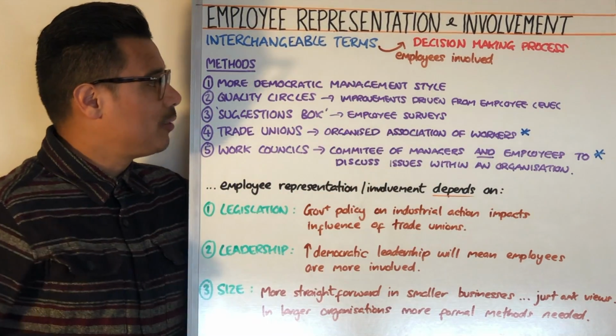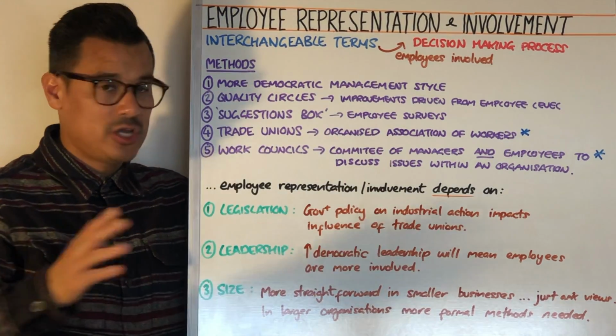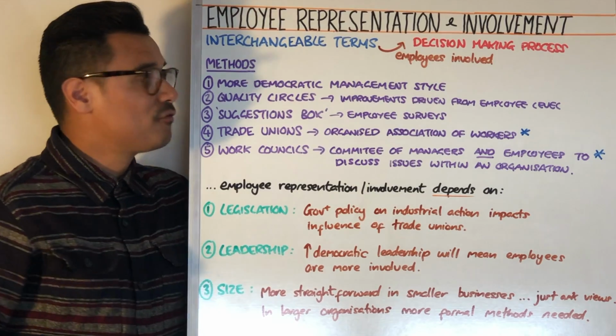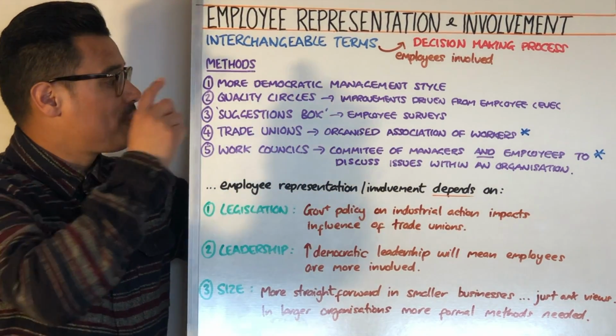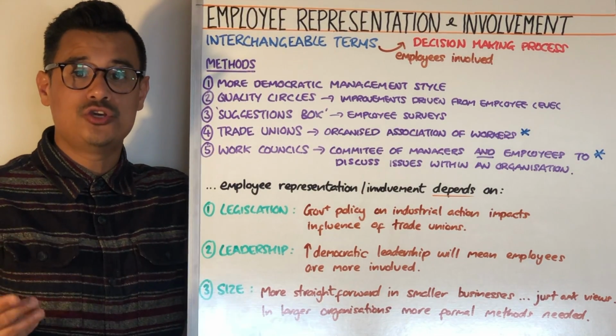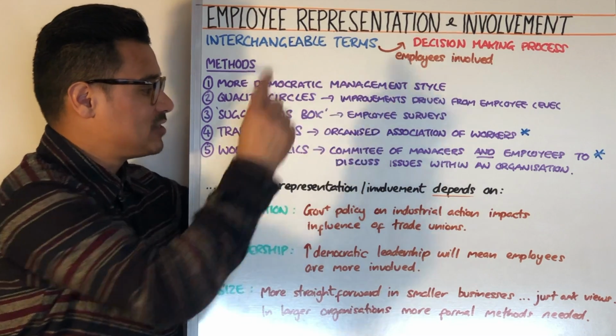Number one, you adopt a more democratic management style. Number two, quality circles, you introduce them to the business to make those continuous improvements and improvements driven from employee level. Number three is you might have a suggestions box. Perhaps you have employee surveys that you use to try and aid and facilitate the decision-making process, and therefore employees have been involved in that.